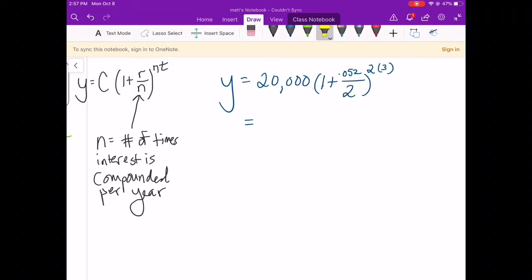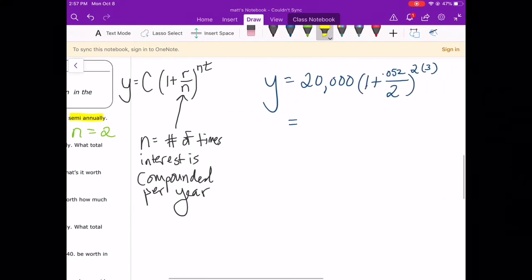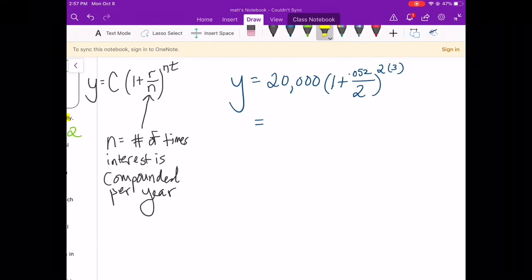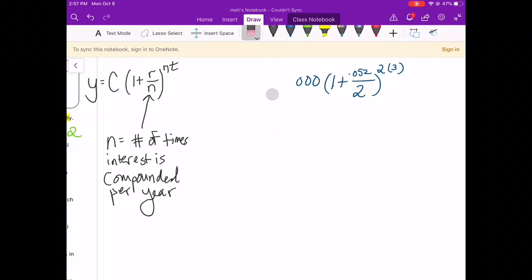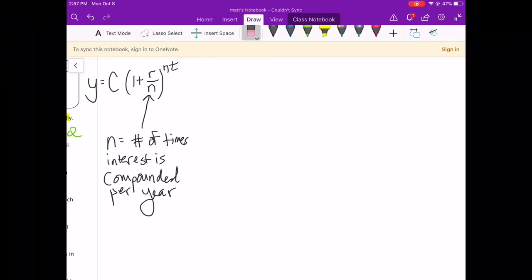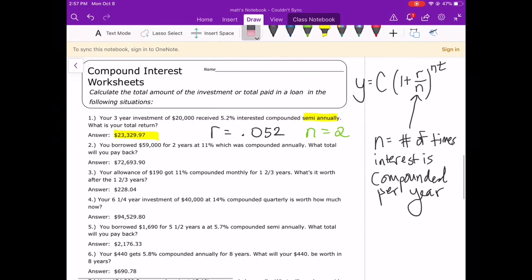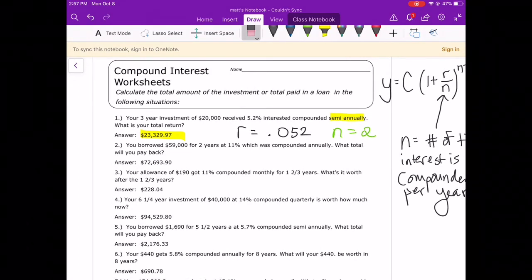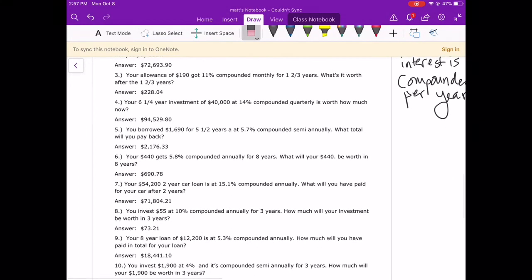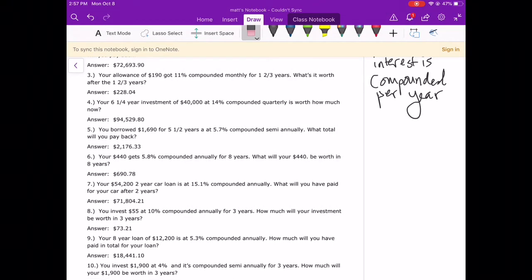All right, now we're going to go ahead and try another example just to see if we can keep with the vocabulary. So that was a semi-annually compounded problem. Let's see if we could do a monthly problem. So something kind of like number 3 here, where we're going to invest $190. That'll be our C value, or our initial amount.